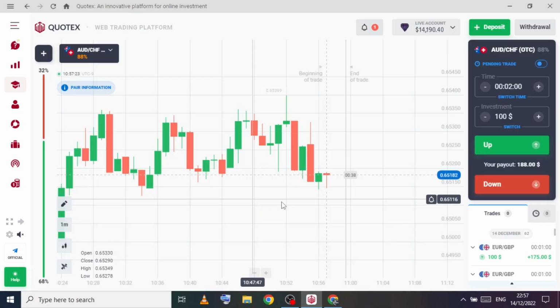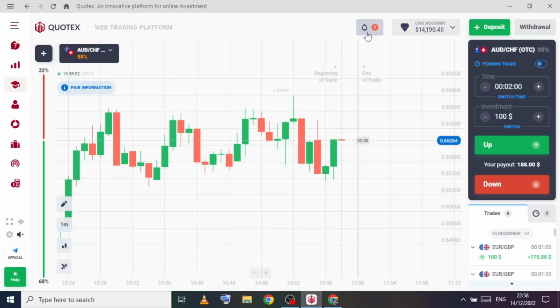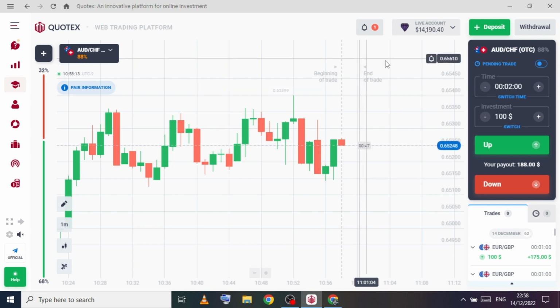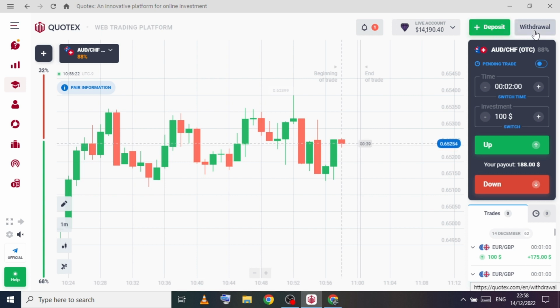Okay guys, so if you go by the left side where there's this bell, this is where you find notifications. Maybe they want to tell you something that's going on, or maybe bonuses or whatever. That's where you find it. And then if you go to the right, there's deposit there when you want to deposit money into the trading platform so you can trade on a live account. And then here's withdrawal. Basically, this is simple stuff that almost everybody knows.